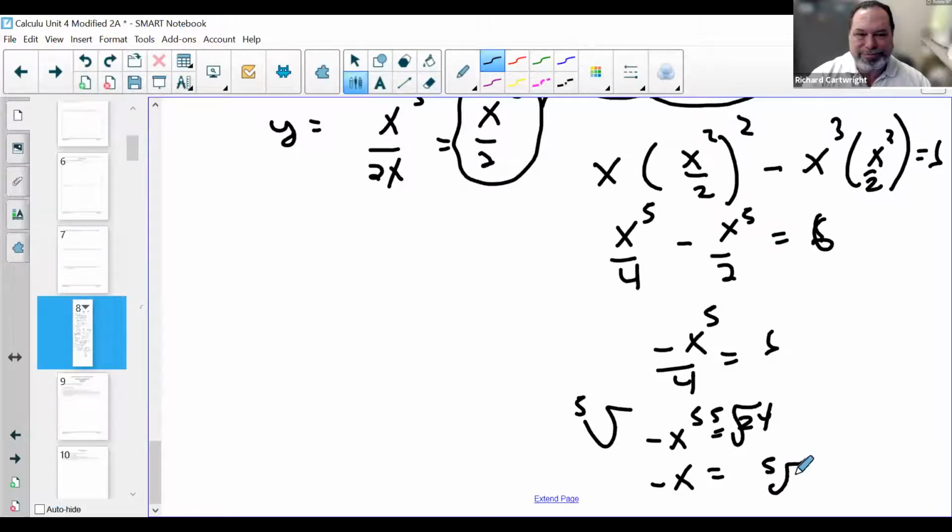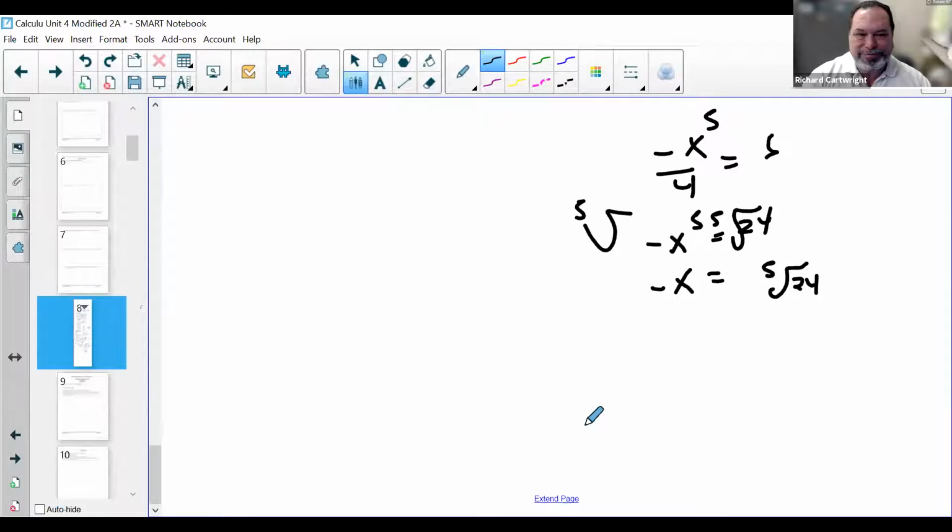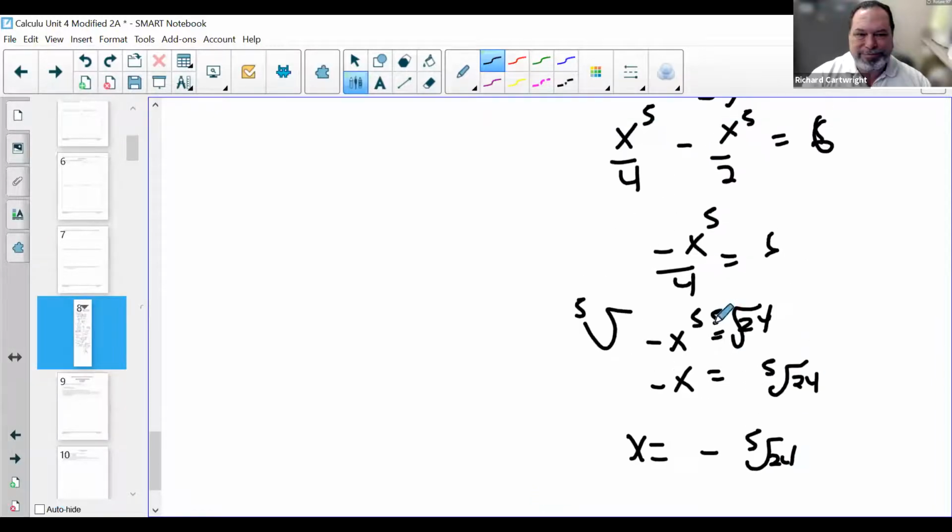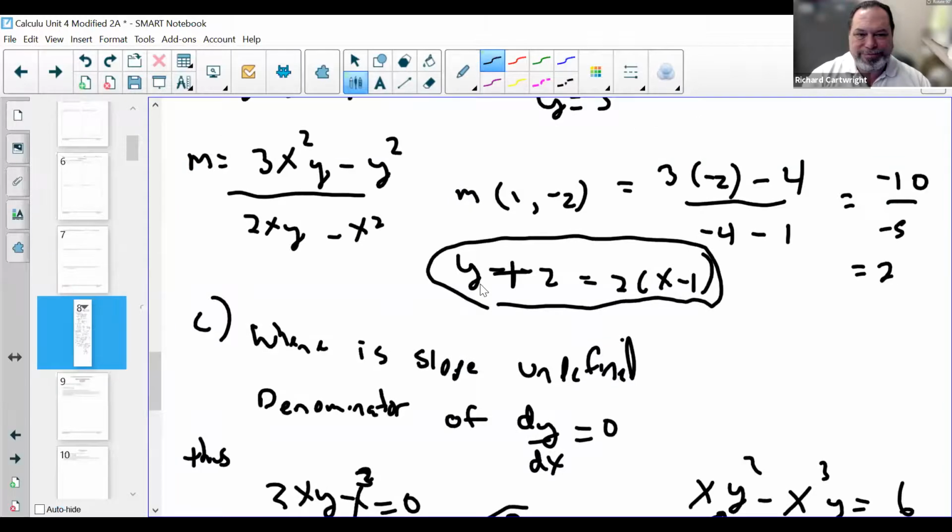I don't care what it is, guys. This is free response. You don't have to be detailed. I'm going to leave my answer as x is the negative 5th root of 24. That's what he wanted. He just wanted the x coordinate, I think.